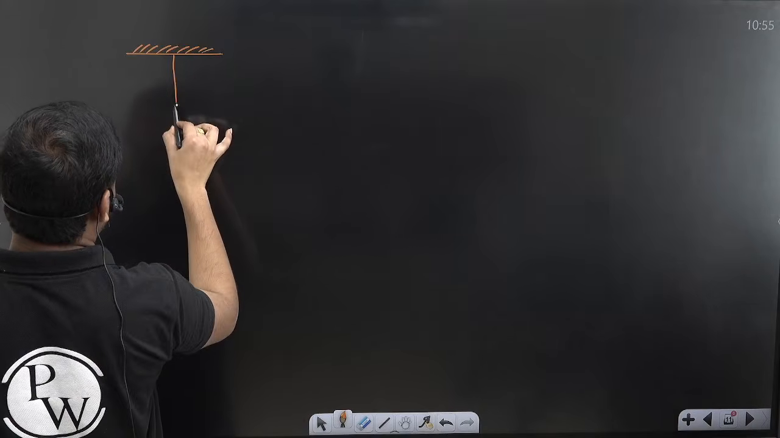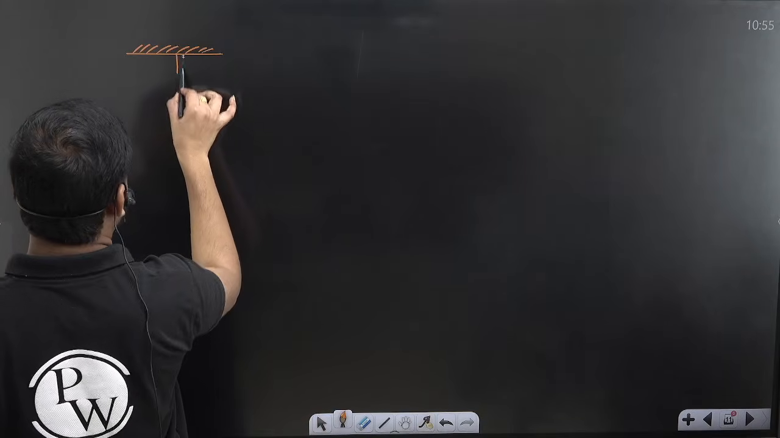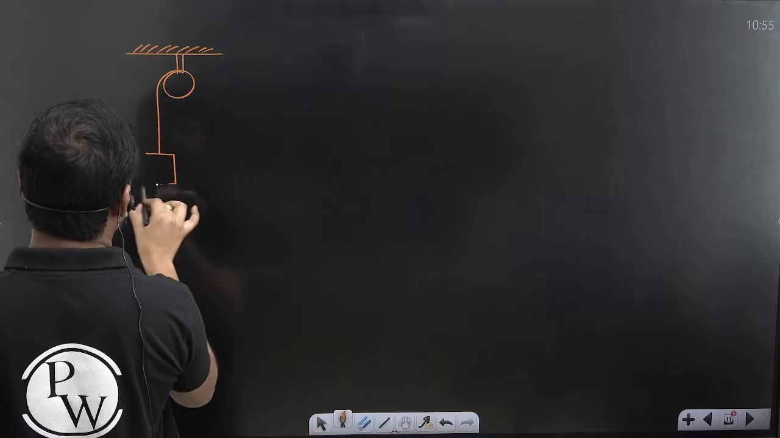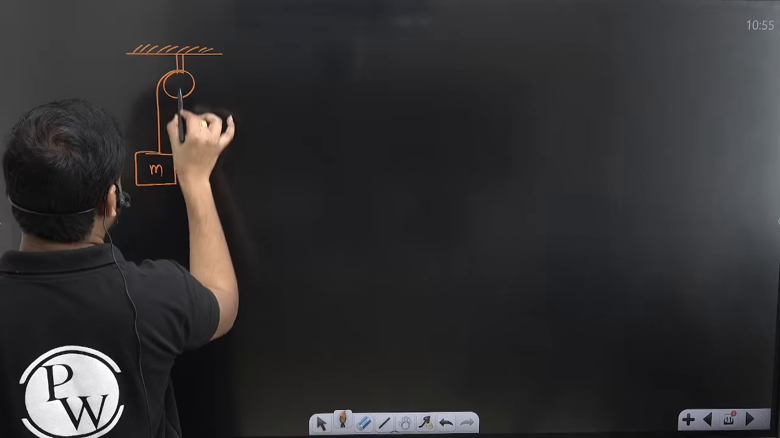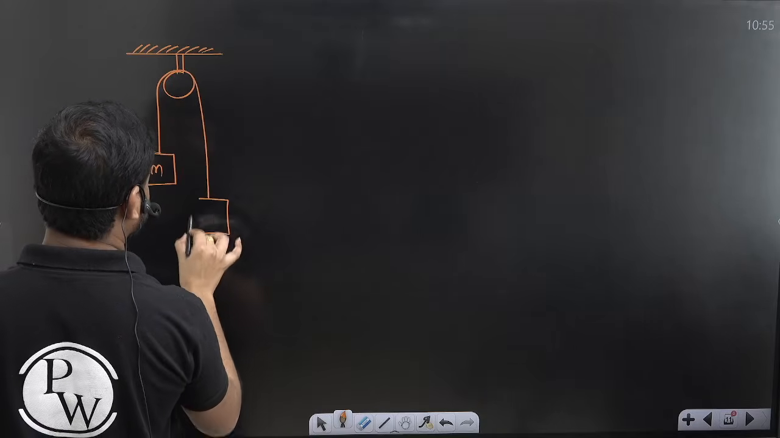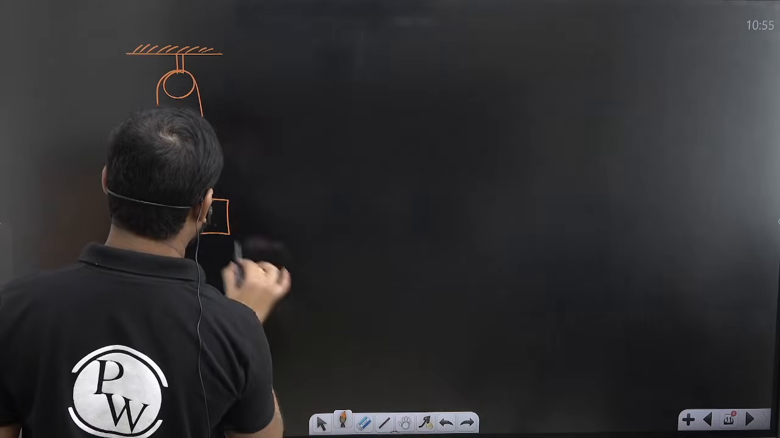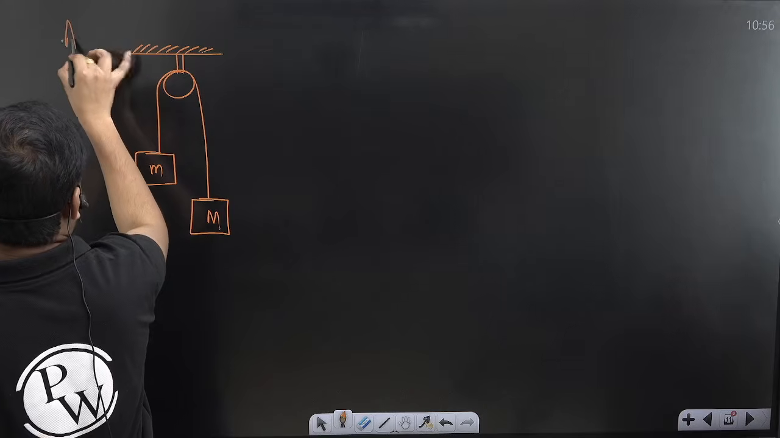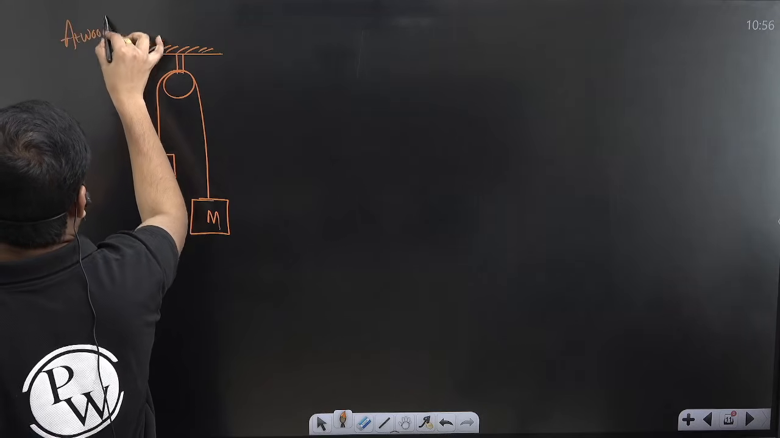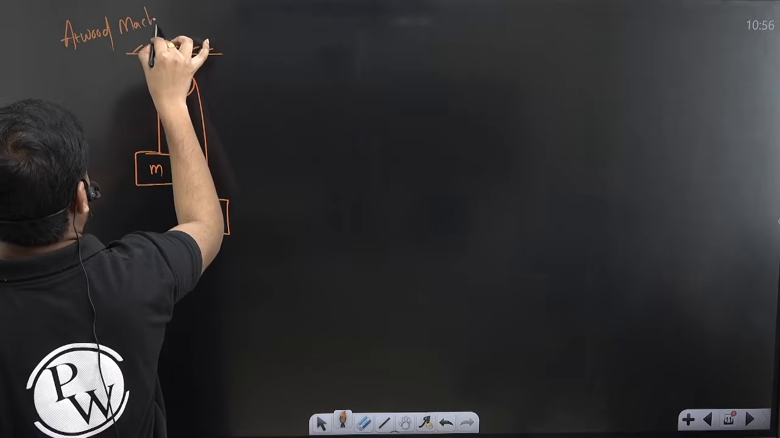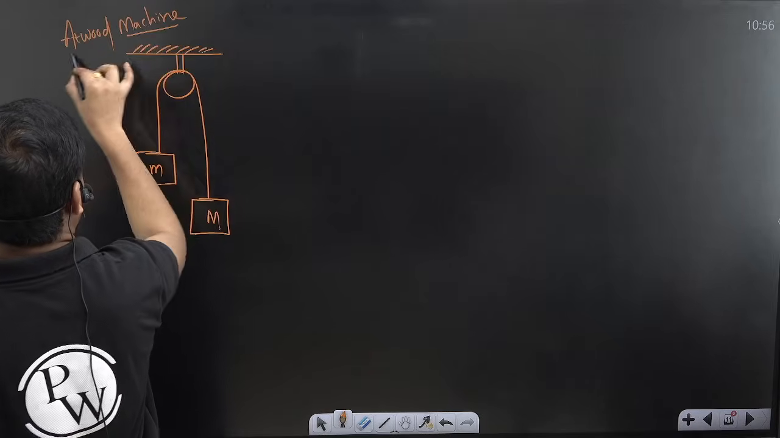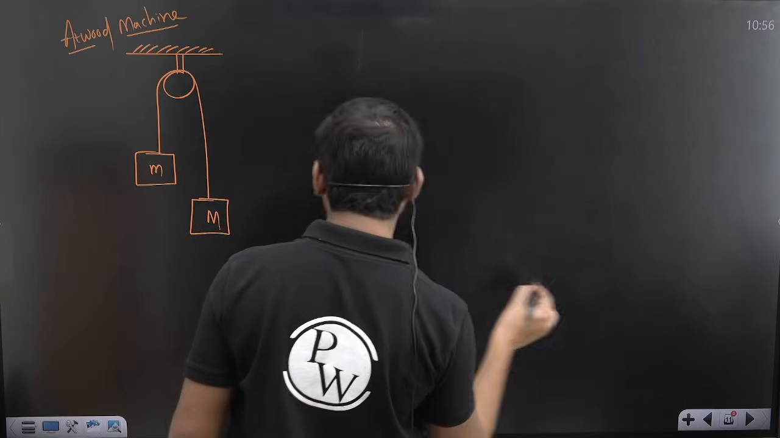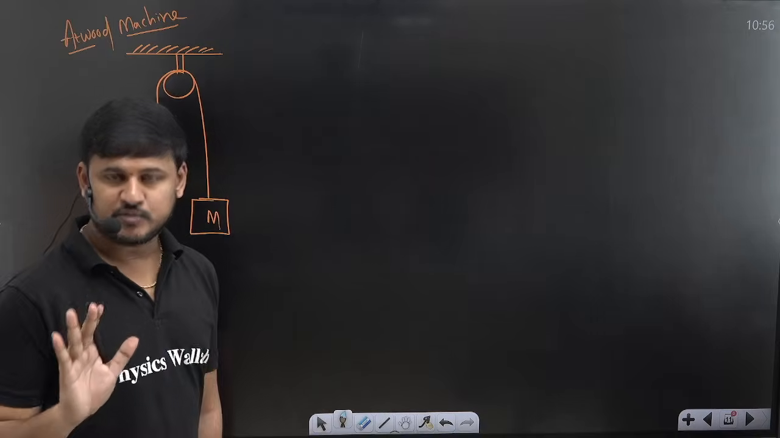The simple pulley, which we call the Atwood machine. On this side consider we have a block of small m mass, and on this side we have the mass of capital M. This is the Atwood machine, the simple pulley. We'll understand it even better when we solve questions related to pulleys. Right now we are just focusing on how to draw the free body diagram, that's it.